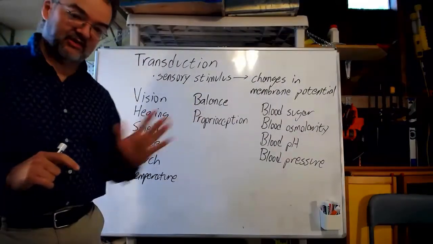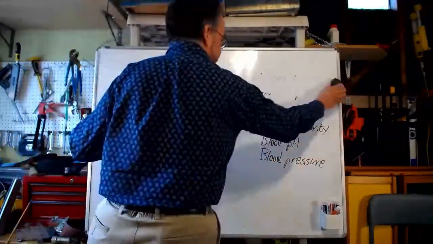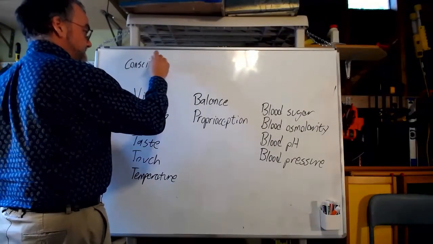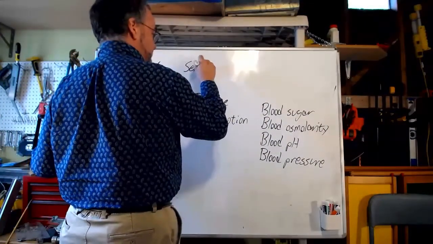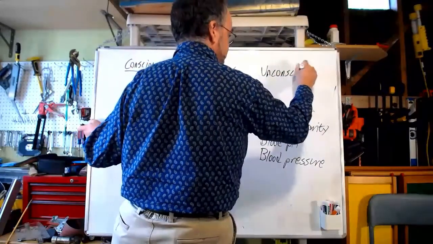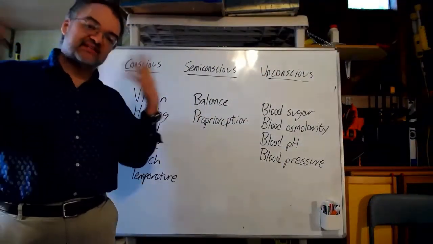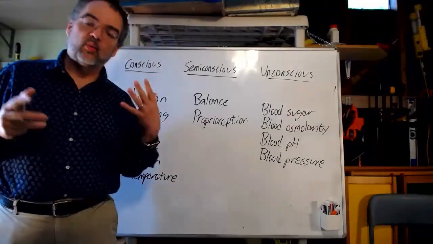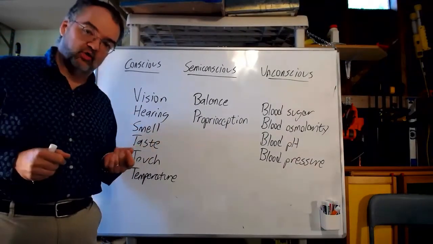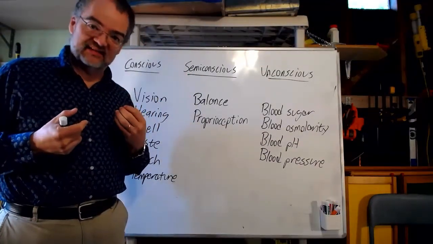One reason I've divided these into these three columns is because one way that I find useful to think of these is in the idea of conscious senses, semi-conscious senses, and unconscious senses. The conscious senses are the ones whose perception makes up the world we live in. When I am awake and aware, I am seeing, hearing, smelling, tasting, touching, and feeling hot and cold. Those are the things that kind of make the world that my mind lives in.